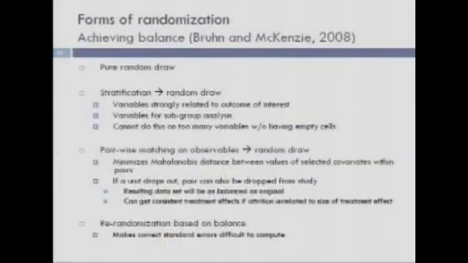If you have stratification, you say, well, we want to get equal numbers of males and females in the treatment and comparison group, so I'm going to randomize separately among the males and separately among the females. You could do that just for variables strongly related to the outcome of interest. For example, if it's test scores, you could stratify by initial test score. You could do that because you're interested in subgroup analysis. If you try to do it on too many different variables, you'll wind up with some empty cells.